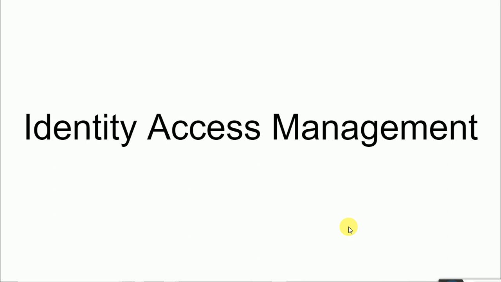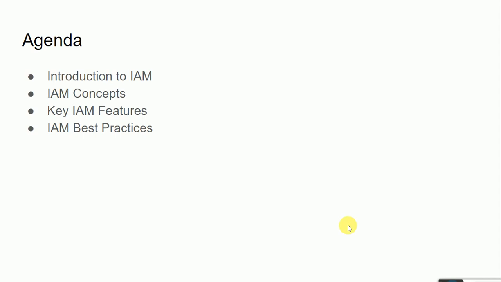Now the second topic is all about Identity and Access Management, which we can call IAM, one of the lead services managed by Amazon. So today we are going to talk about the IAM service. In this topic we have four different things: introduction, IAM concept, key IAM features, and IAM best practice. So we are going to discuss these four things.